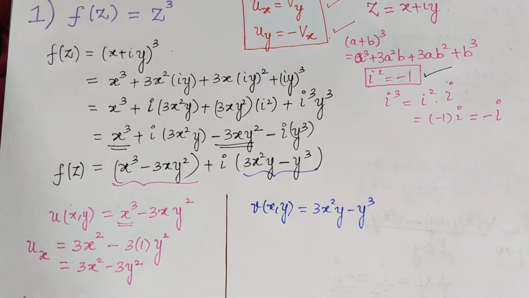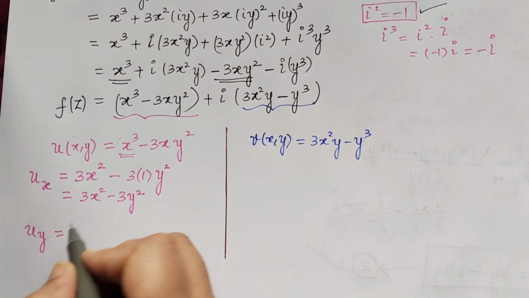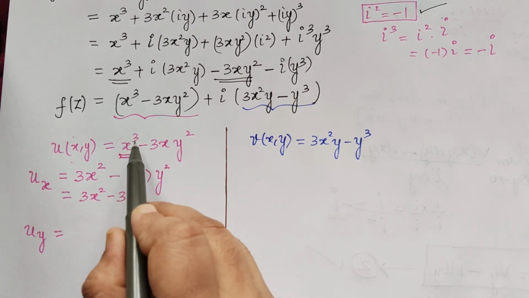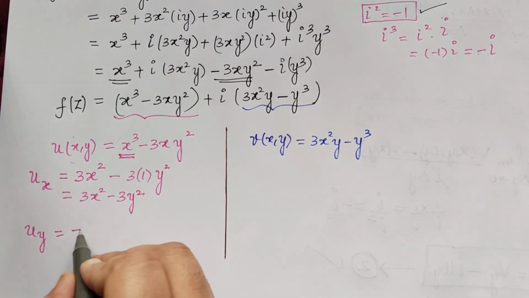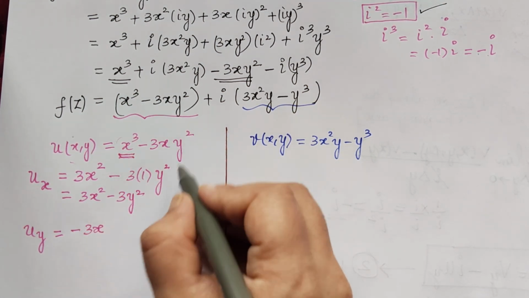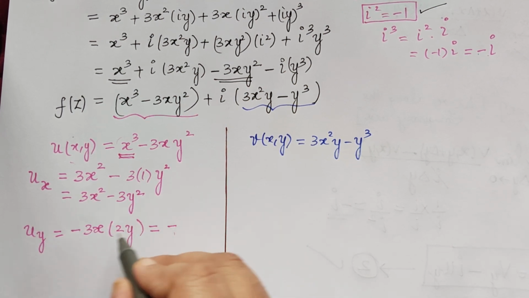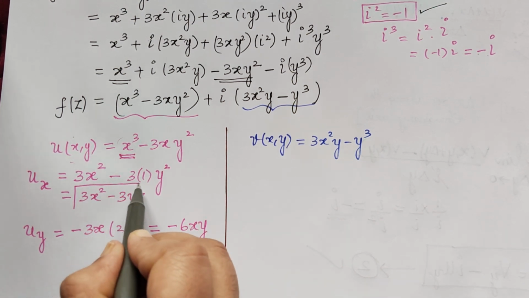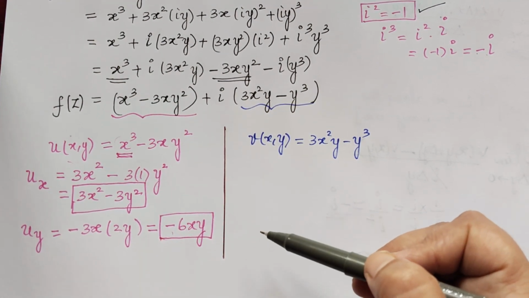Next we have to find uy, which is equal to differentiating u partially with respect to y. Now x will be treated as constant, because of which this will become 0 on differentiation. And minus 3x remains constant, and the differentiation of y square is 2y. And so we get minus 3 times 2, which is 6xy. So therefore we have obtained ux to be this and uy to be this. In a similar manner, we shall find vx and vy.